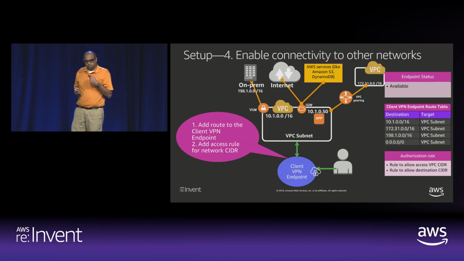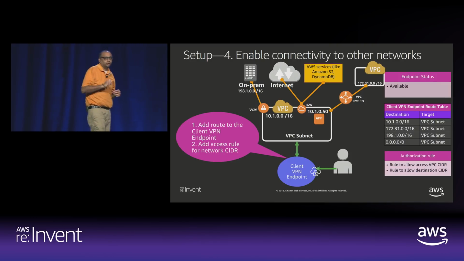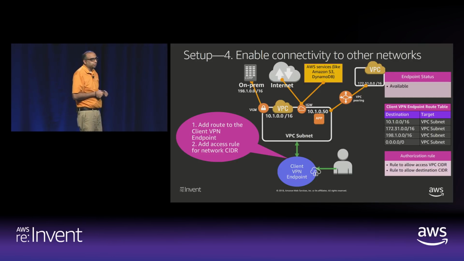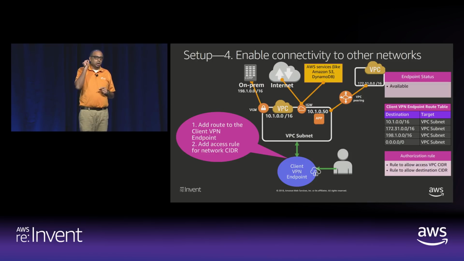Okay? Another question which will come up is, hey, how are you magically making this traffic go from this VPC to all these other peered VPCs or on-prem or the internet? The key to that secret sauce is the VPC subnet. When you associate a VPC subnet to the client VPN endpoint, what I'm doing is placing an ENI in that subnet, and I'm going to pick an IP address from that subnet that you associated with the client VPN endpoint.